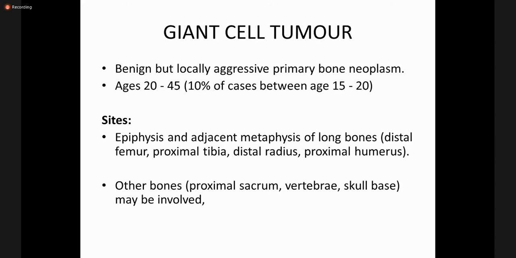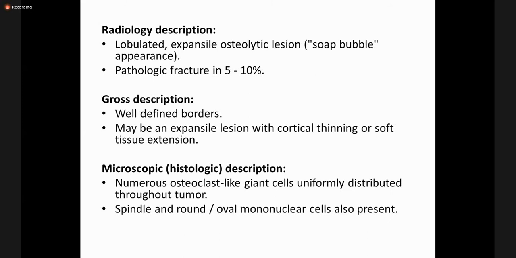And the epiphysis and adjacent metaphysis is involved. Okay. So on radiology, it is a lobulated expansile osteolytic lesion. Sometimes, in 5 to 10% of patients, pathological fractures happen. On gross description, it has well-defined borders, maybe an expansile lesion with cortical thinning or soft tissue extension. On microscopy, there are numerous uniformly distributed giant cells throughout the tumor. And there are spindle, oval, and mononuclear cells also present in the background.